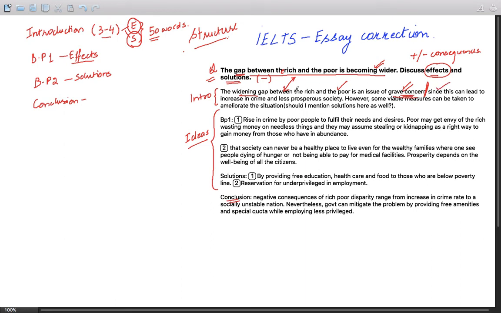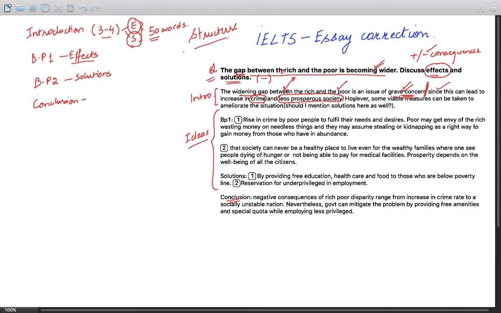Since this can lead to increase in crime, the first negative effect, and less prosperous society, the second negative effect. Okay, so she has mentioned two negative effects: crime increases and society is less prosperous. So this is well written. She has mentioned the effects and ideally these effects should be discussed in body paragraph 1.